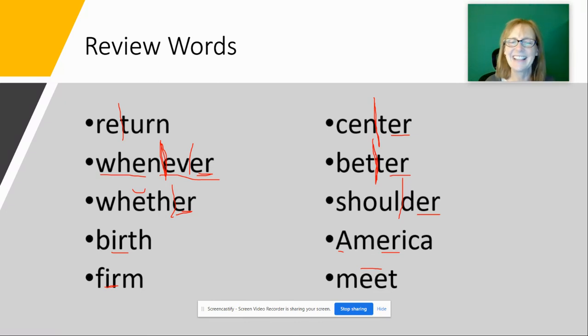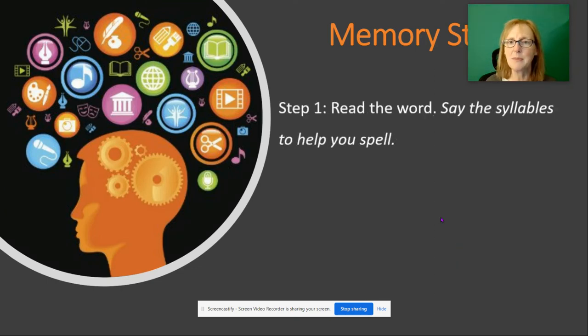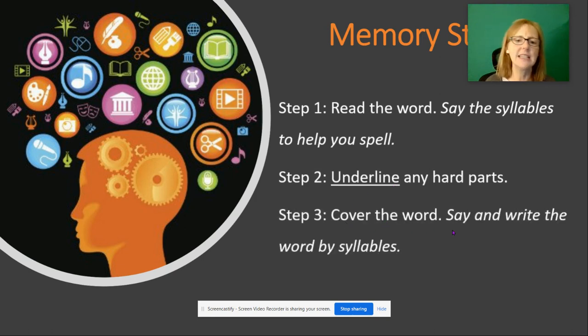All right. Let's just remember our memory steps. Remember to read the word, say the syllables to help you spell, underline any hard parts, and cover the word. Say and write the word by syllables. This is such a good way to study for your spelling tests. Make sure you always check. And that is it. Look out for your midweek activity this week, and then I'll see you again on Friday for the test. Well done.